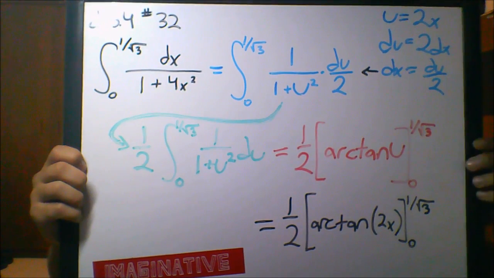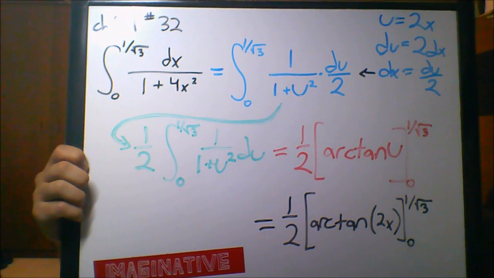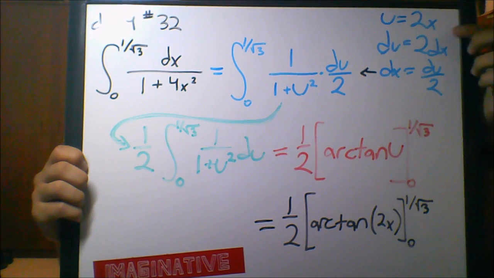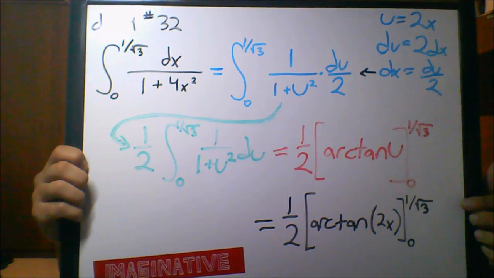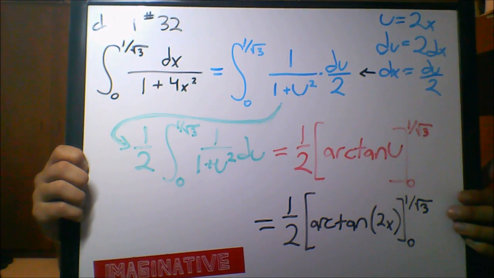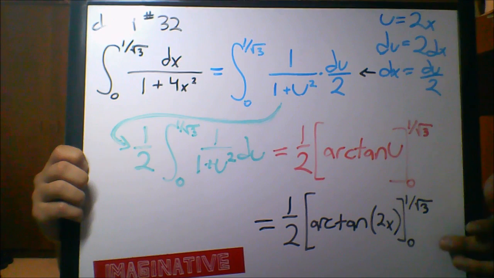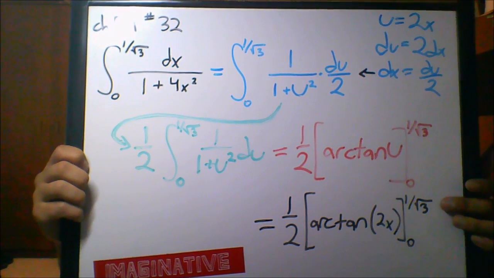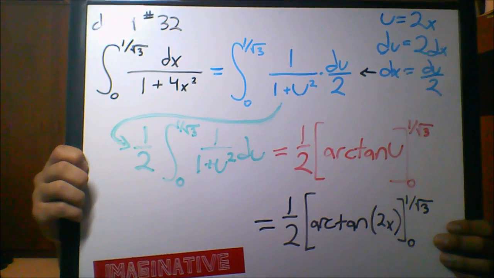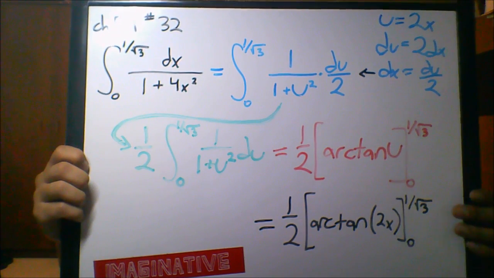And then with the u, we're now going to plug back in the original 2x that we have for u here. And this is one of two ways that you can solve this problem. So this is the way that I chose to do it, while remaining with the same interval from 0 to 1 over radical 3. So now here in black, we're going to take this and continue solving the problem.